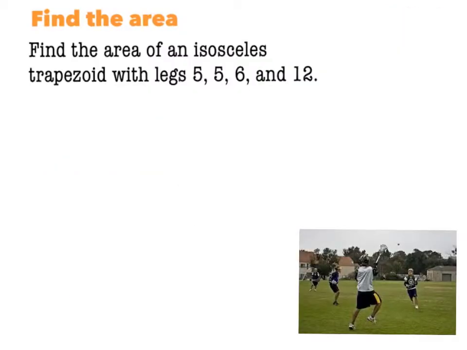For this problem, instead of giving us a diagram, they're giving us a description. So we're going to have to draw a diagram from the descriptions in the words that they're giving us. So it says, find the area of an isosceles trapezoid with legs 5, 5, 6, and 12. Now, a couple keywords I'm noticing is isosceles trapezoid, that's the shape I'm going to draw, and then they've given me all these values. So I'm going to start by drawing an isosceles trapezoid.